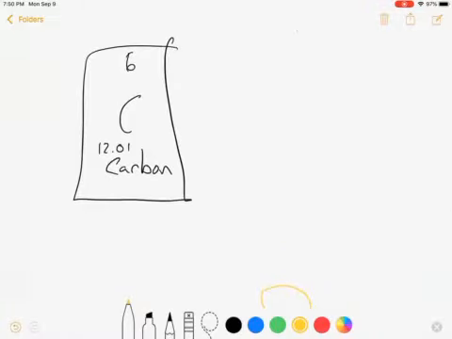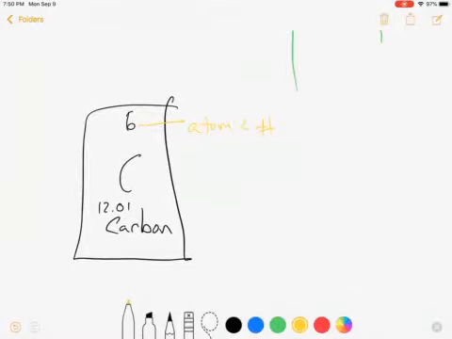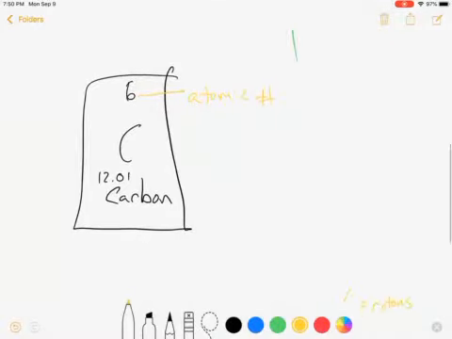Now, because this atomic number is here, it tells us a lot about our atom. It tells us that that nucleus has 6 protons in it. And we're not going to draw them because they might not look that pretty if we do. So atomic number is 6, we have 6 protons. That's sort of a big deal.